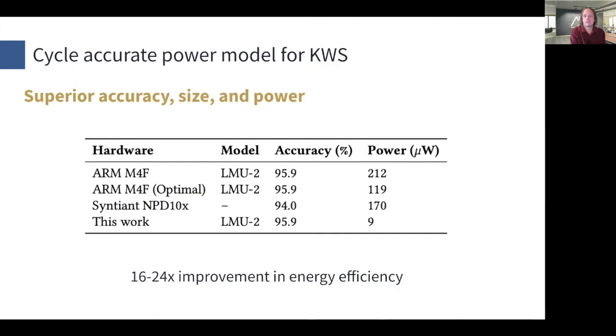If we compare this design to what is currently available on the market, we can see between a 16 and 24 times energy efficiency improvement even over current ASICs. I'll also note that this table shows if we implement an LMU on an M4 using the NengoEdge optimizations, we can cut the power in half over standard libraries. But ultimately, this design exercise has shown how much of an improvement you can get using LMUs on time series processing.